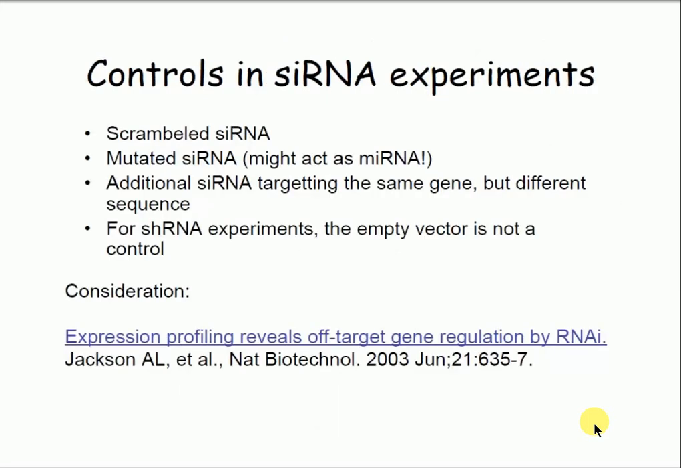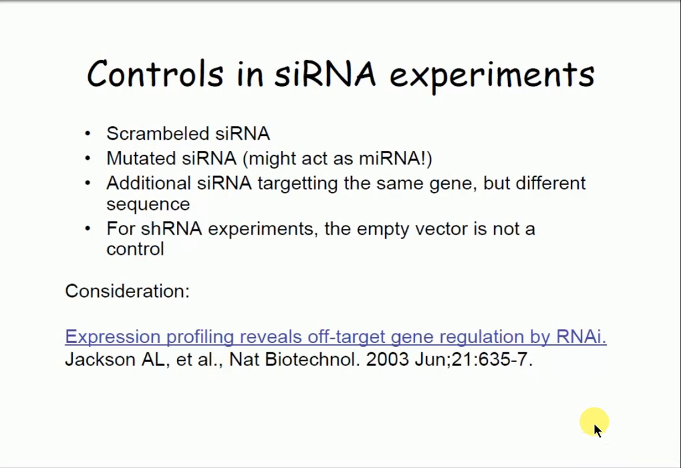Then, if we do RNAi experiments, we need to consider a few controls. Scrambled siRNA can be one, or better is the mutated siRNA, so that you put in mutations. However, this could act as a microRNA because it has an incomplete match and still impact on translation. So obviously this is what needs to be checked. A better way is to use additional siRNAs that target the same gene but different sequence. So then you should get the same result to claim that this is gene-specific.